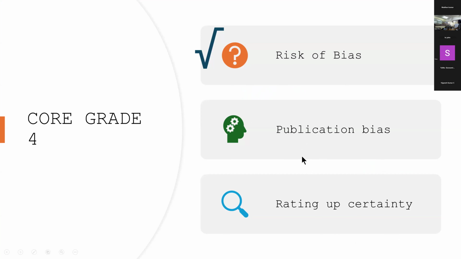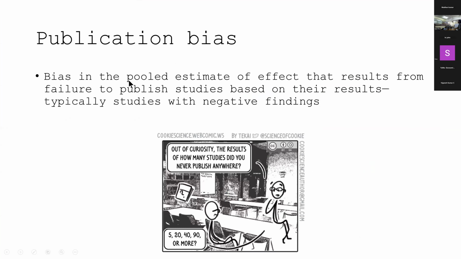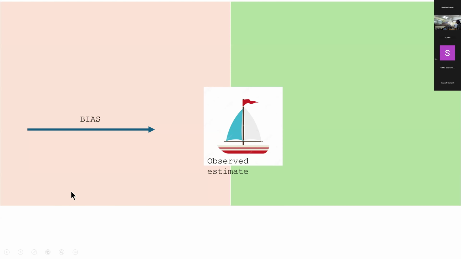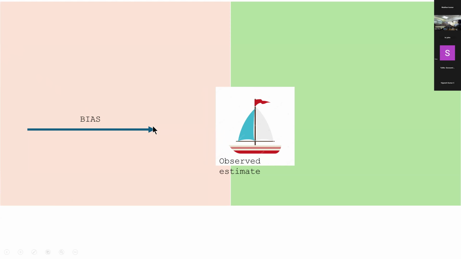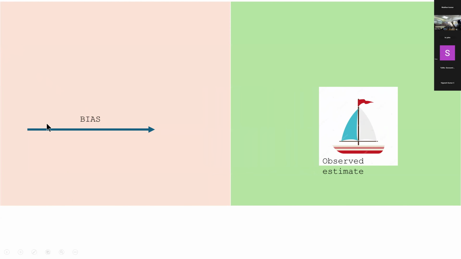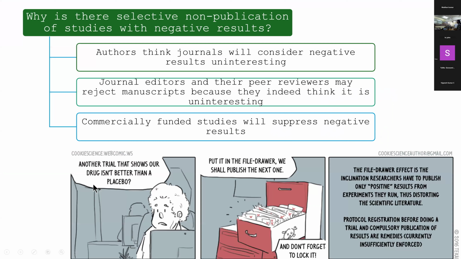Now we'll go on to the next, which is publication bias. So what is publication bias? There is bias in the pooled estimate of effect that results from failure to publish studies based on the results, typically studies with negative findings. So here, where do you think the bias will push the effect to? It will push the effect to favor the drug, because all your negative results would not have been published.